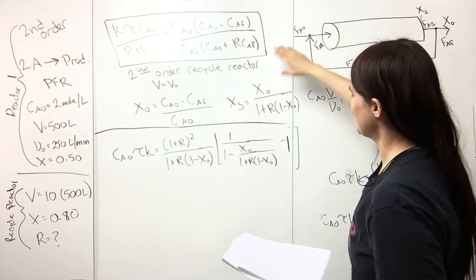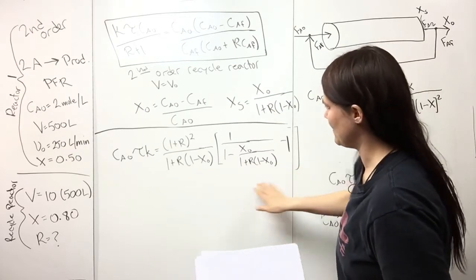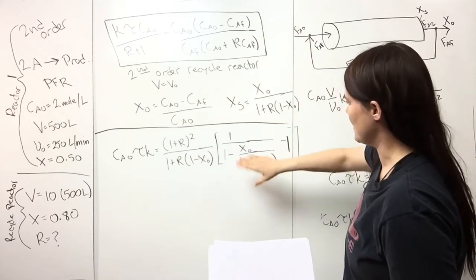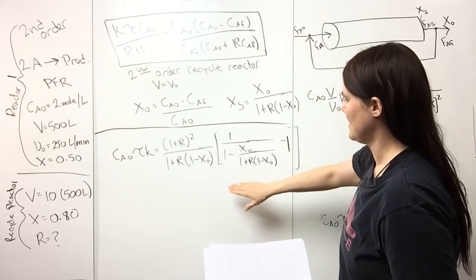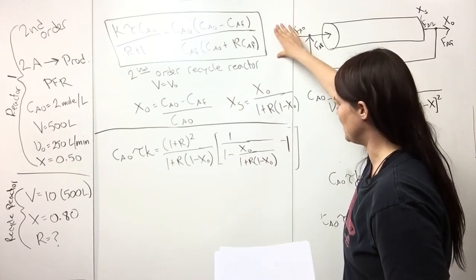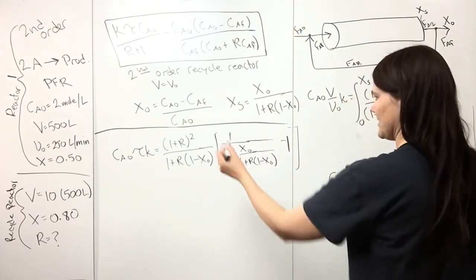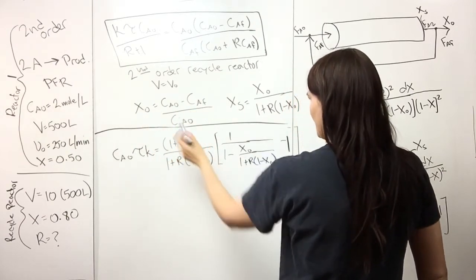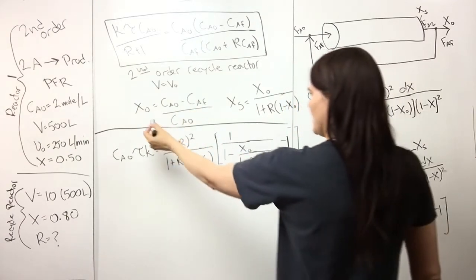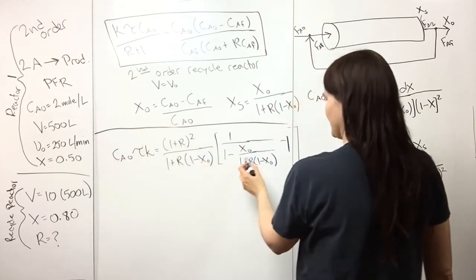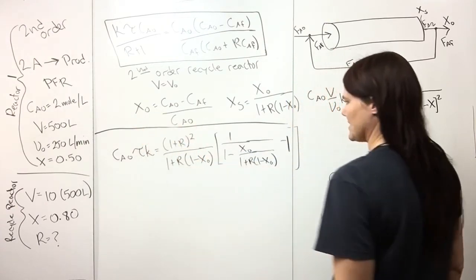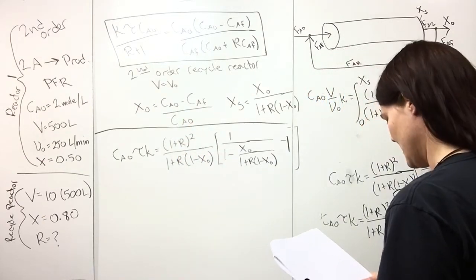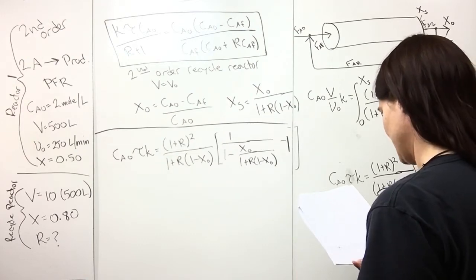You could use this equation in this form, or if you want to write it in terms of concentrations, basically take this equation and put it in this form. What you need to do is solve this equation for CAF, or actually, sorry, take that back. You can just plug this X naught into here, and then you get this equation in terms of CA naught and CAF.